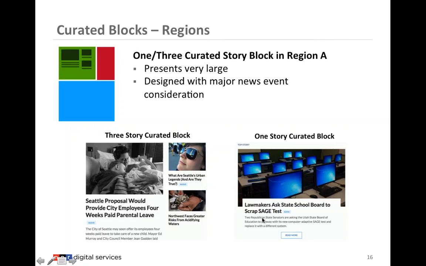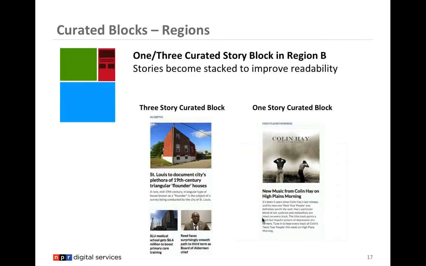So with the curated blocks, you have 2 treatments: 1 story and also 3 story. Those are your 2 options for the curated block. In region B, because it is a more narrow region, the stories become stacked to improve readability. So you can put curated news into region B. Don't feel like you can't. It is very common for us to see this, and you'll see that again. Same sort of look, it's just that everything is stacked.